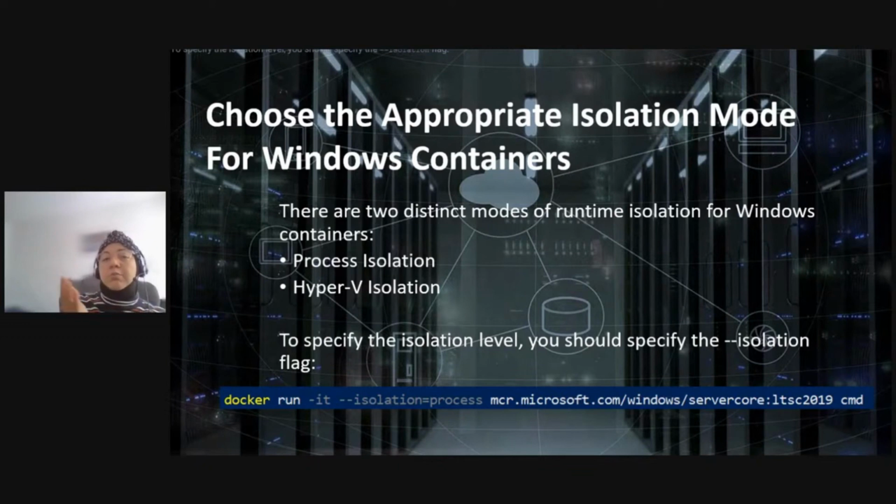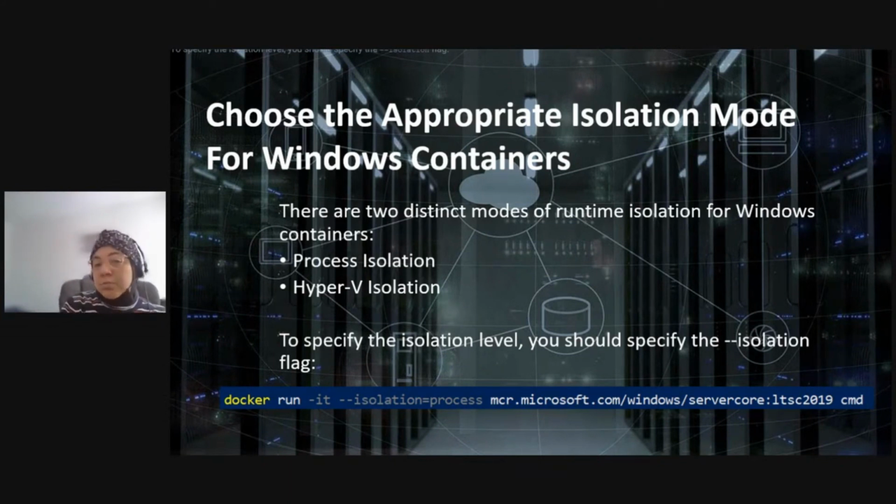For the first one, process isolation, multiple instances run concurrently on the same host with isolation of the file system, registry, network ports, process and thread ID space, and object manager namespace. It's almost identical to how Linux containers run. For the second one, Hyper-V isolation, the containers run inside a highly optimized virtual machine, which provides hardware-level isolation between containers and hosts.